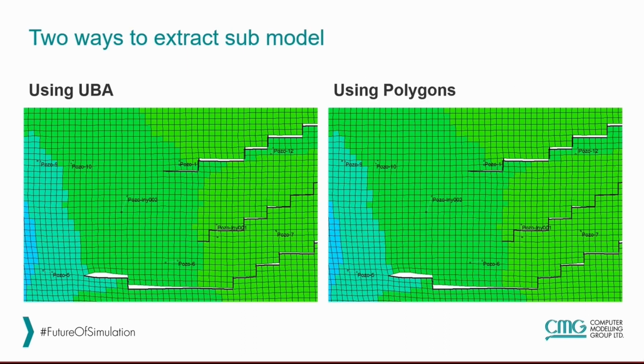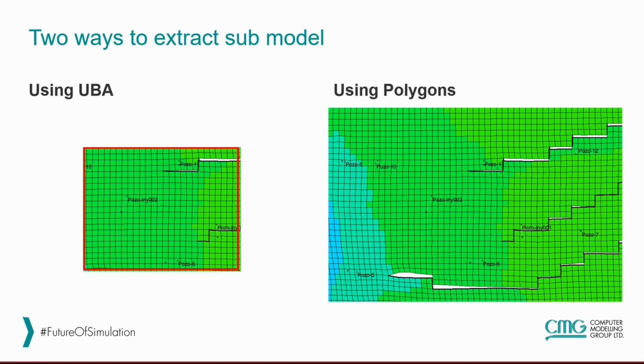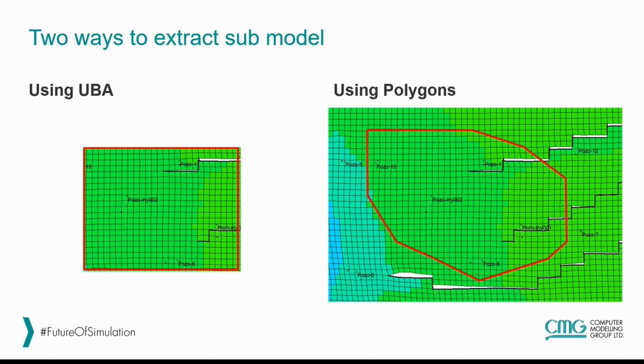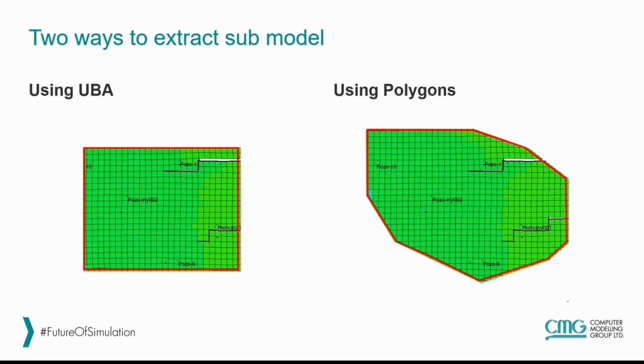There are two ways to extract submodels. The first one is using the IJK of the grid blocks. That means the I, J, and K addresses of each grid block. First, you select the area you want to extract the submodel from using the I, J, and K addresses of these grid blocks. And the result will be a rectangular shaped submodel. The other technique is using polygons. With this approach, you can draw a polygon in the reservoir with any shape you want, and then extract the submodel from it. The result will be a non-rectangular shaped submodel.